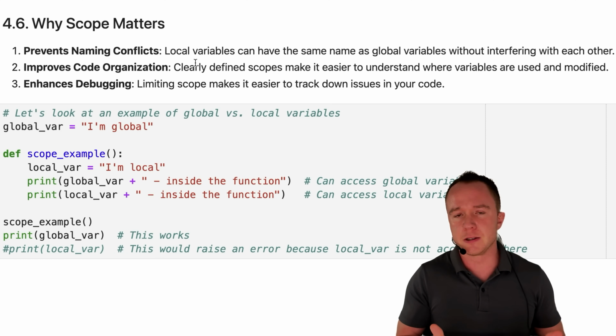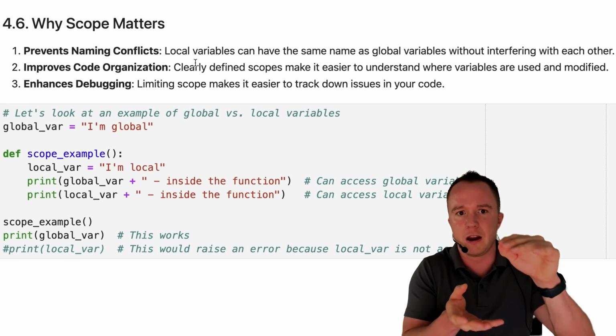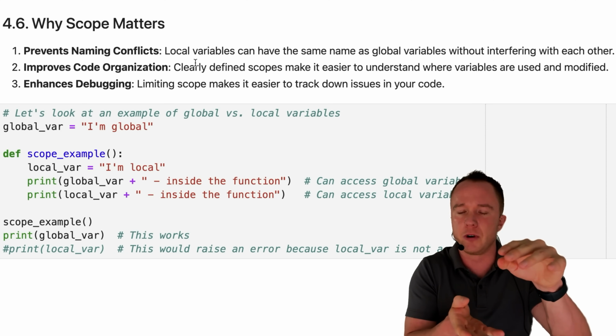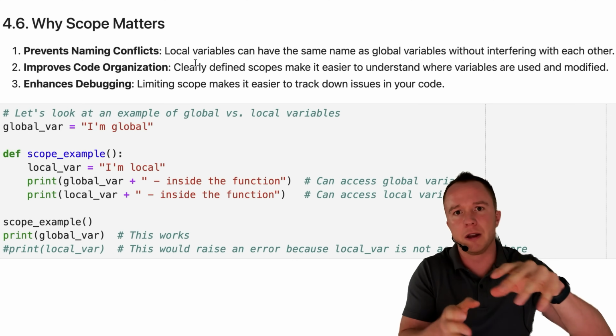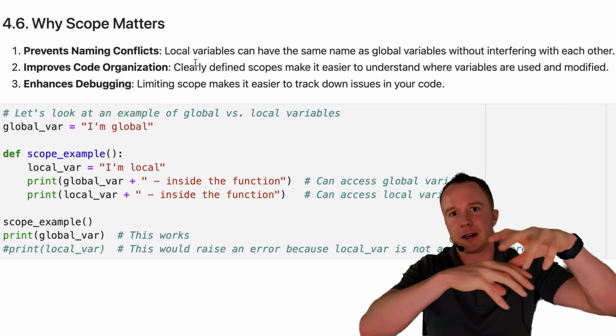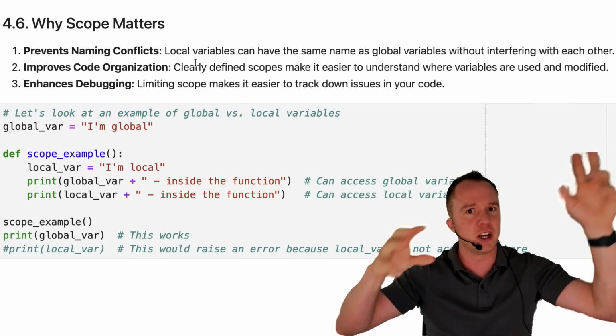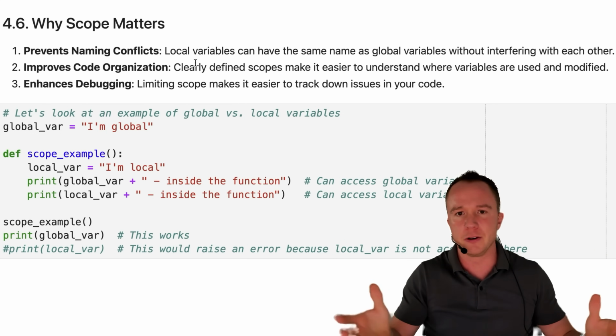And it also enhances debugging. If you have a bug and everything that's being accessed is right in front of you, it's easier to see the problem than if you have one function that accesses 10 different global variables, changes them all, and then you get a bug and you don't know where it's from.